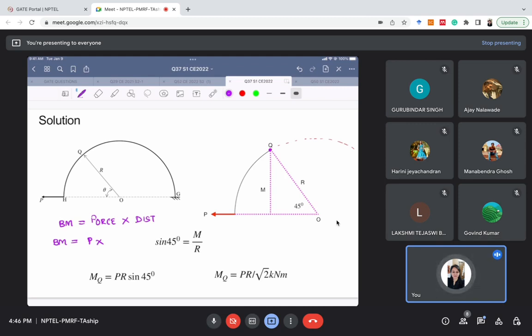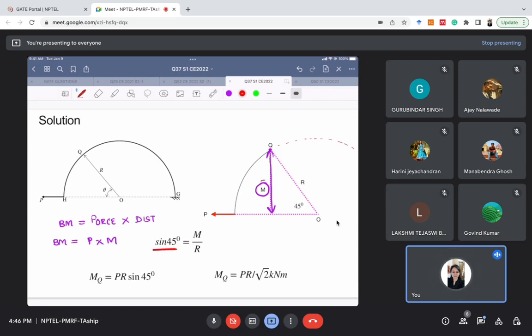And what is the distance between P and Q? The perpendicular distance between P and Q, I have named it M, let's say. So we will calculate the bending moment: force P multiplied by distance M. And now what is the value of M here? We can easily find the value of M using trigonometry. Like, what is the value of sine 45 degrees? This is the value of M, right?